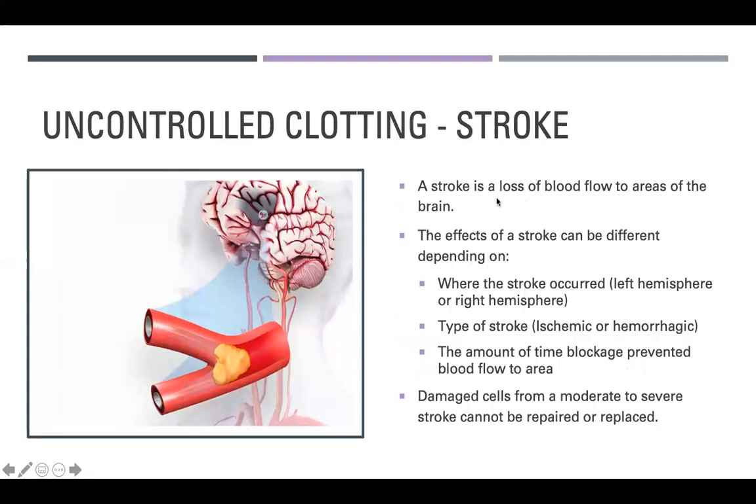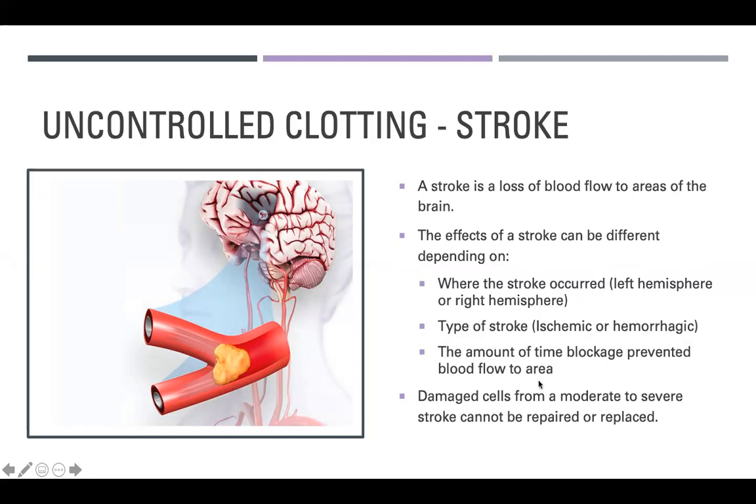So a stroke is a loss of blood flow to areas of the brain. And the effects of the stroke can be different depending on where the stroke occurred. If it happened on the left or the right side of your brain, they both have such different responsibilities that it can greatly vary depending on where it happened in your brain. The type of stroke, so if it's ischemic or hemorrhagic, we'll talk about the types of stroke momentarily. A big one is the amount of time the blockage prevented blood flow to the area.